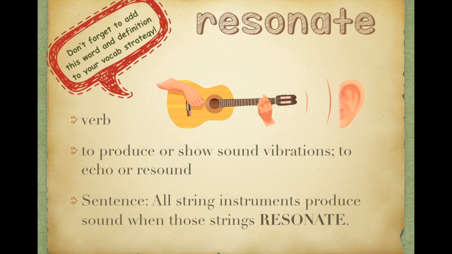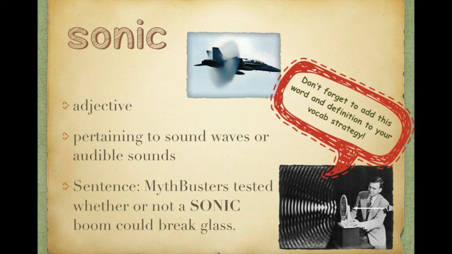And we have one more word that uses this root. The word is sonic. It is an adjective, and it means pertaining to sound waves or audible sounds. If you've ever heard of a sonic boom, that is when there is a sound that is very strong. And there have been tests to try and see if a sonic boom could break through glass or other solids. So that's kind of what you see there in the lower right-hand corner. Mythbusters tested whether or not a sonic boom could break glass.